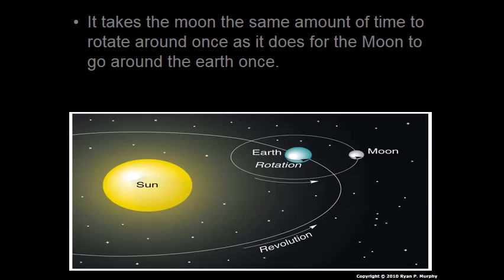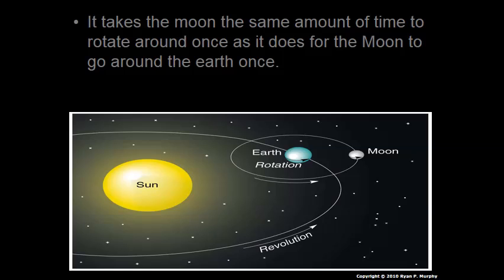So here's why we always see the same side of the moon. Well, it takes the moon the same amount of time to rotate around once as it does for the moon to go around the Earth once. So in other words, a moon year, we could call it, I guess, the time that it takes to go all the way around the Earth, and a moon day, the time that it takes to rotate on its axis one time, are exactly the same amount of time, and that's about a month or so.